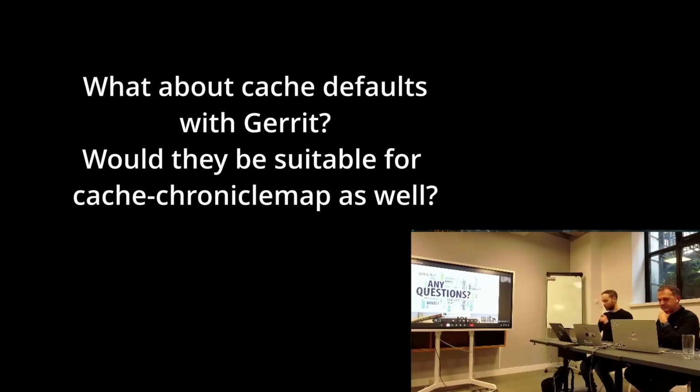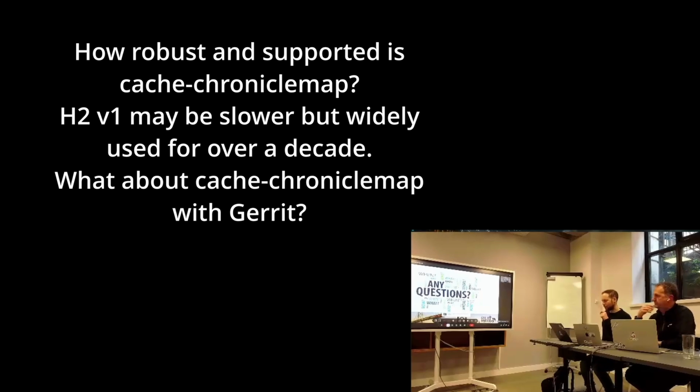And then I think we've got time for one more. How robust and supported is the cache chronicle map? H2v1 maybe is lower, but widely used for over a decade. What about cache chronicle map with Gerrit?